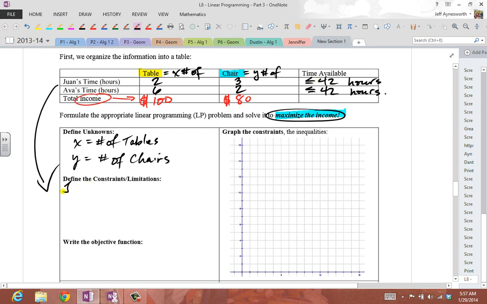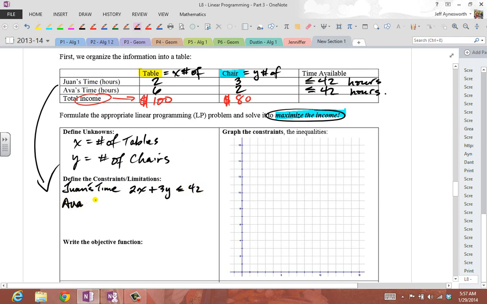So for Juan's time, this is his constraint, I've got 2 times x, that's the time it takes him for tables, plus the time it takes for him to make a chair, which is 3 times y. So 2x plus 3y has got to be less than or equal to 42.